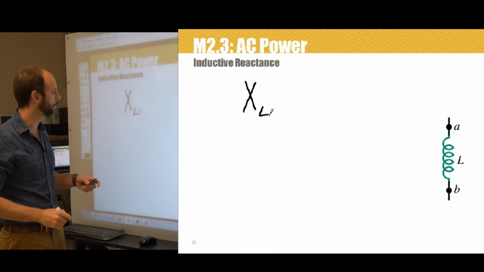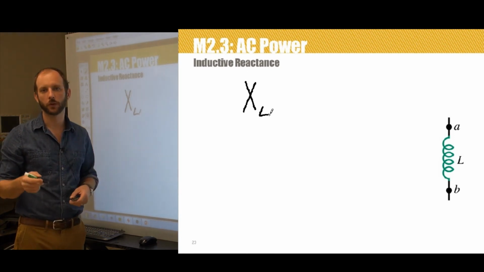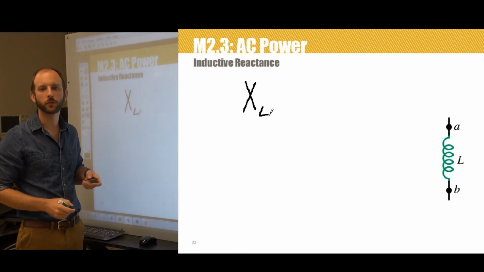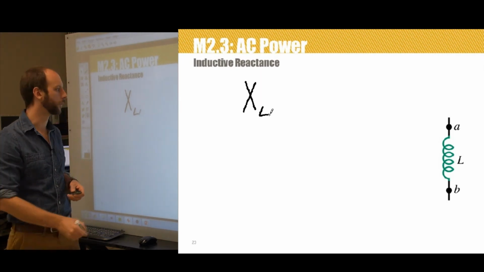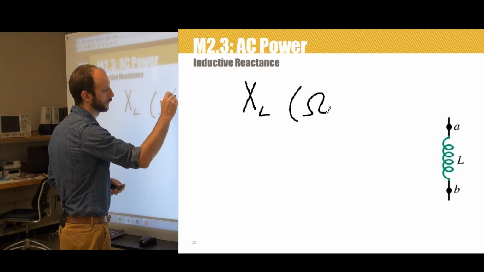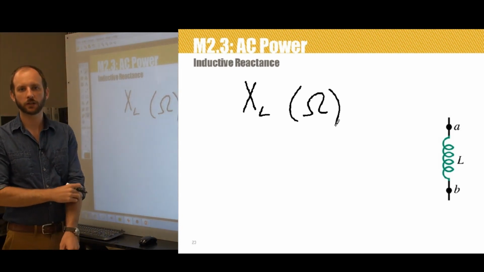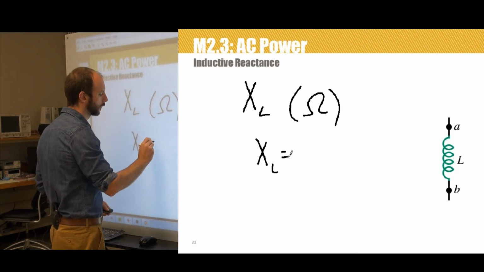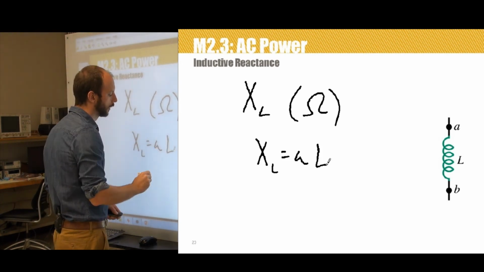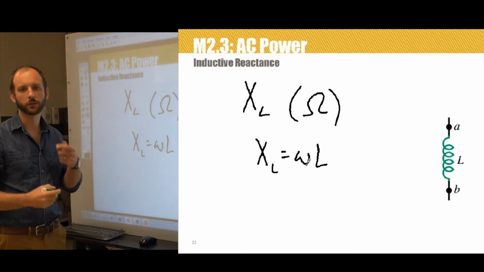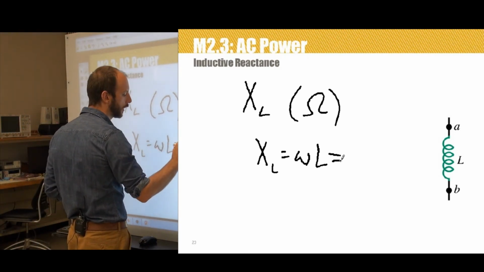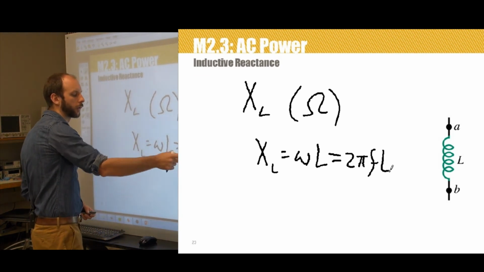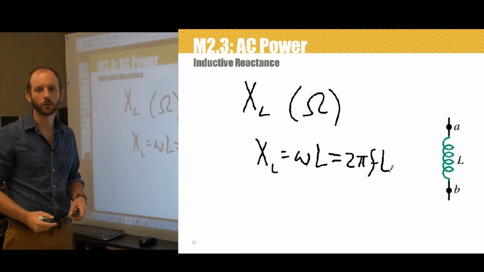The general variable used to represent reactance is X. The subscript L tells us that this reactance is the result of an inductive property. Inductive reactance is measured in ohms, and it's the product of the angular frequency and the inductance. So we say X sub L is the product of angular frequency, omega, times the inductance of the device, L. This can also be written in terms of the ordinary frequency as 2 pi f L, with 2 pi f just being the conversion from angular frequency to ordinary frequency.